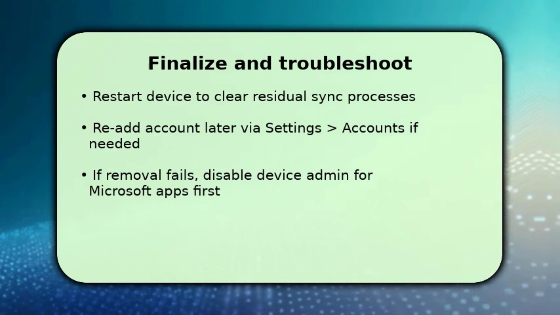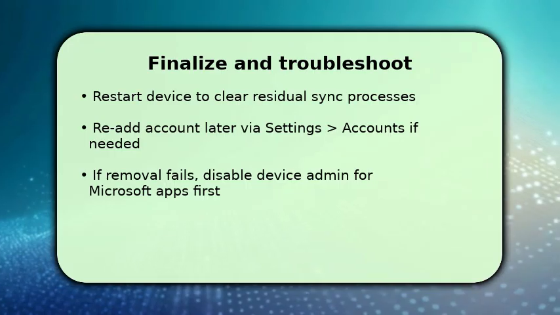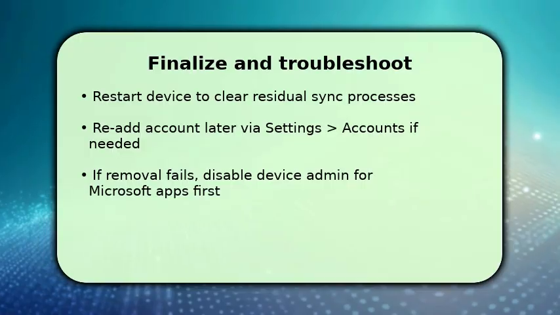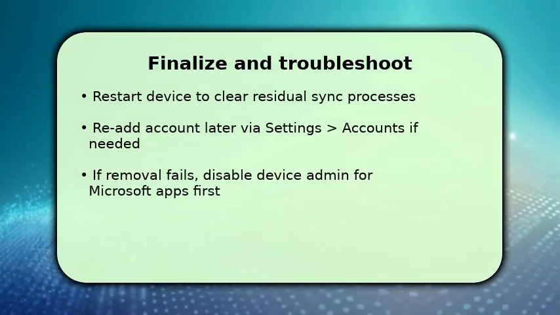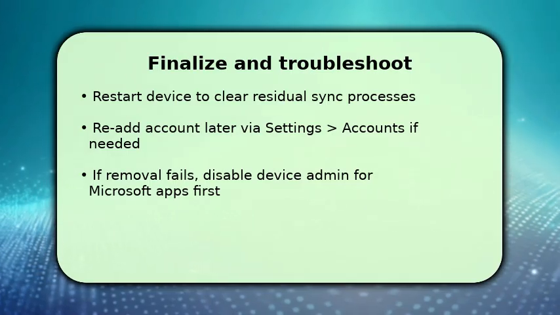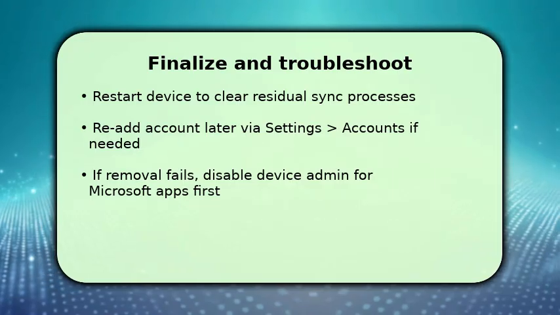If you changed your mind, you can re-add the Microsoft account via Settings Accounts, Add Account, and follow sign-in prompts. If the removal failed, check Settings Security Device Admin Apps and disable admin rights for Outlook or Intune, then try again. If you still see issues, sign out of Microsoft apps directly and retry the account removal.